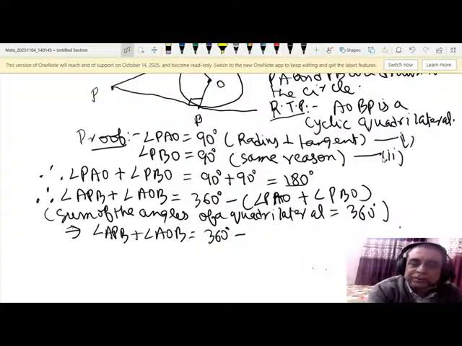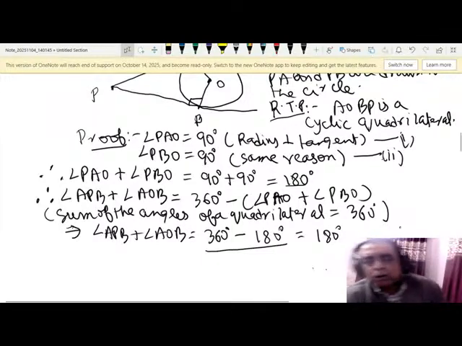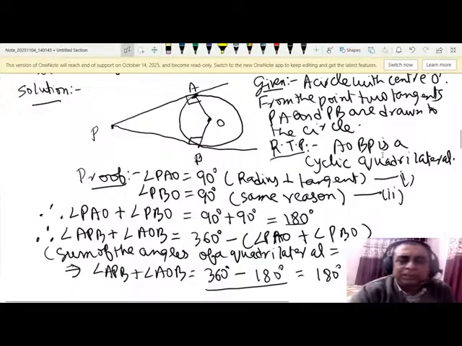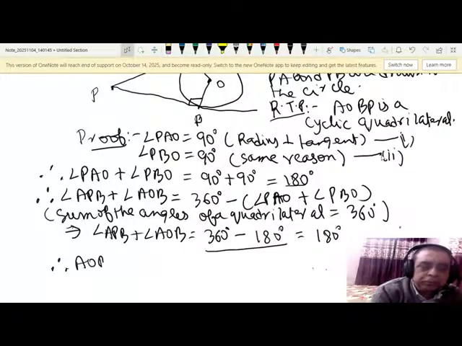we have already shown is 180. So it is minus 180. So 360 minus 180 is 180. So we have shown that the sum of the opposite angles of this quadrilateral together is 180 degrees. So it is proved that the given quadrilateral AOBP is a cyclic quadrilateral.